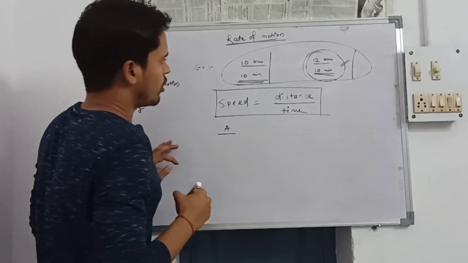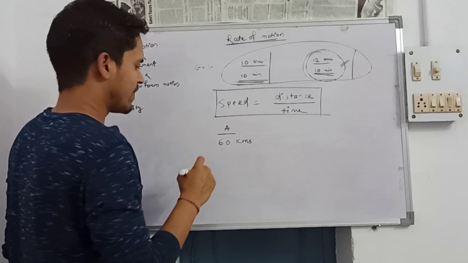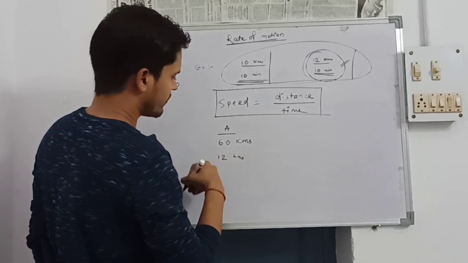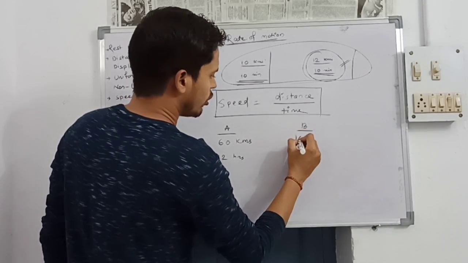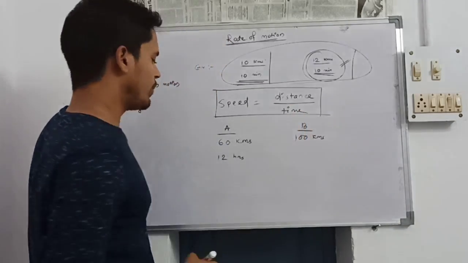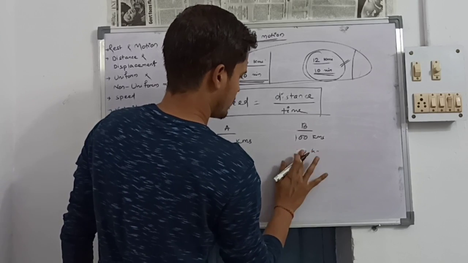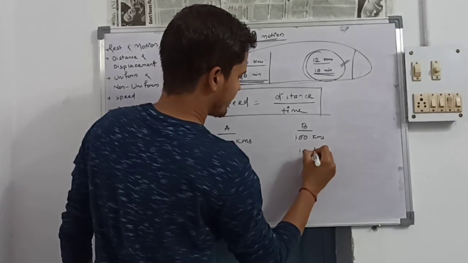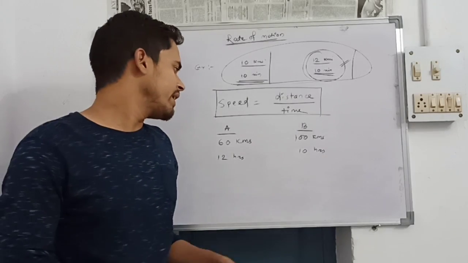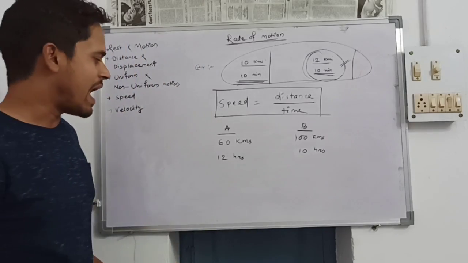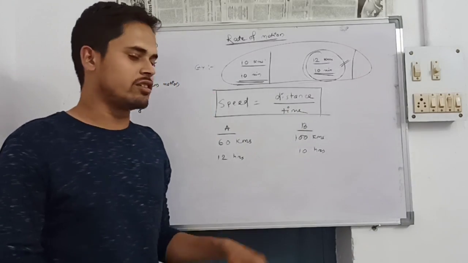Person A is covering 60 kilometers in 12 hours. Person B is covering 100 kilometers in 10 hours. So how will you find out which person is faster?